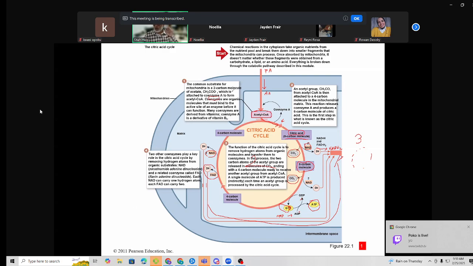For each molecule of glucose, we have one cycle, and then here we have one ATP produced. Okay, next, we will see what is going on in the third set of reactions, which is ETS.